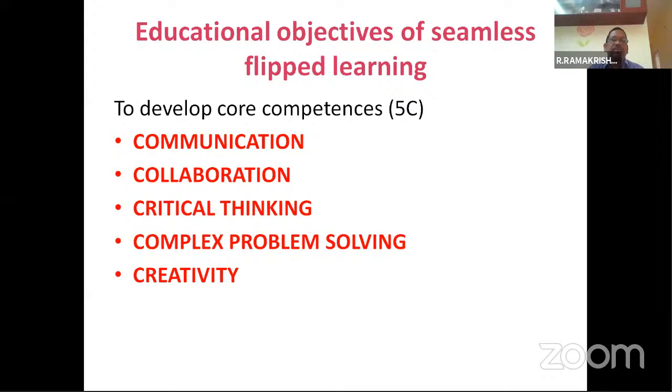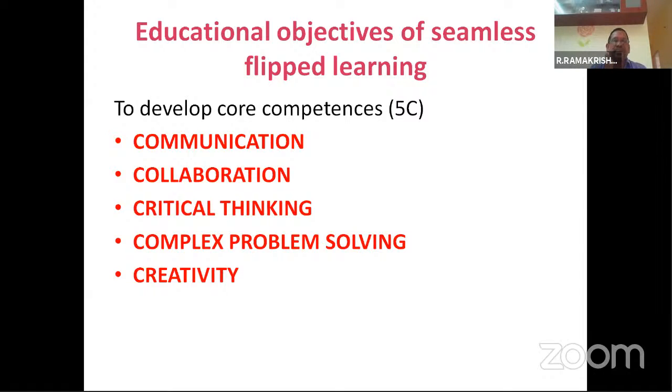These are the five C's: communication, collaboration, critical thinking, complex problem solving, and creativity. These are the five key areas to be concentrated on in the curriculum. They should be inculcated in schools and colleges so that they can produce a skilled manpower.